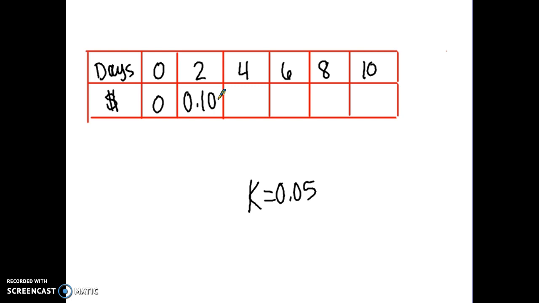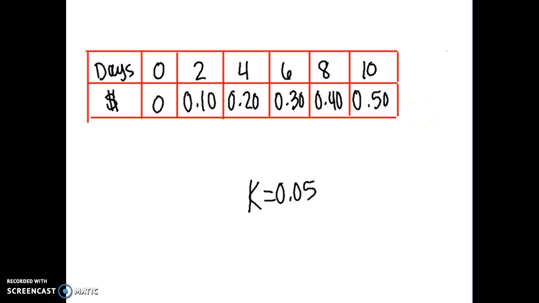For the 4th day, that will be 20 cents. For the 6th day, that will be 30 cents. For the 8th day, that will be 40 cents. And then on the 10th day, we said that she owed 50 cents.